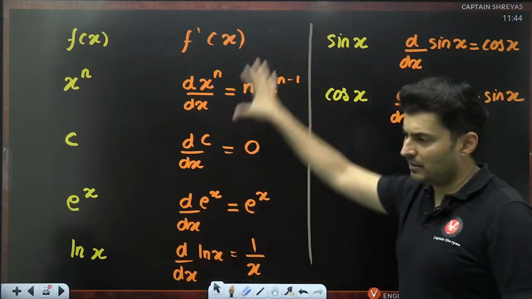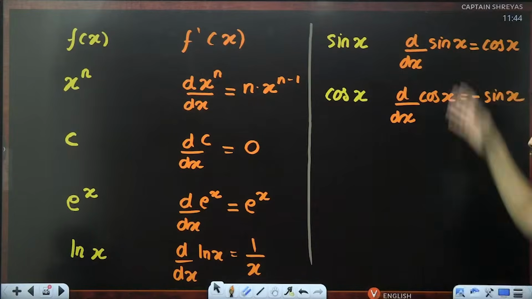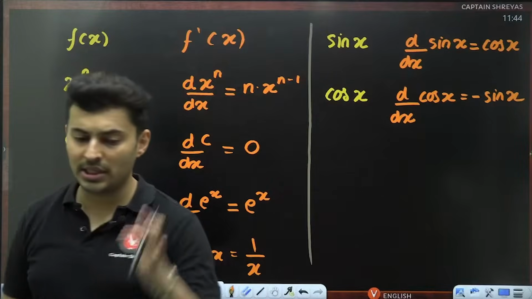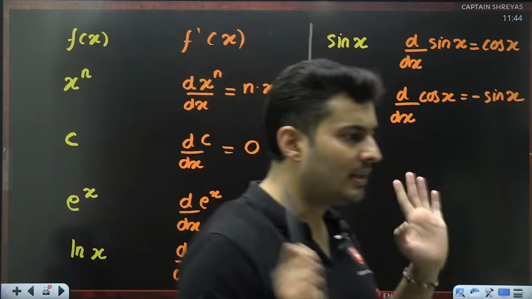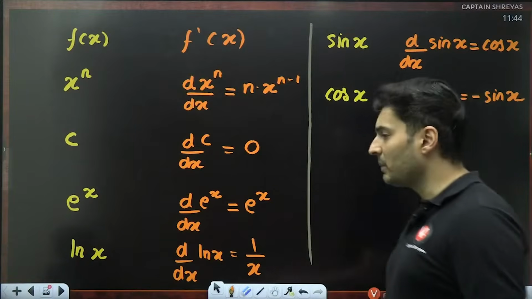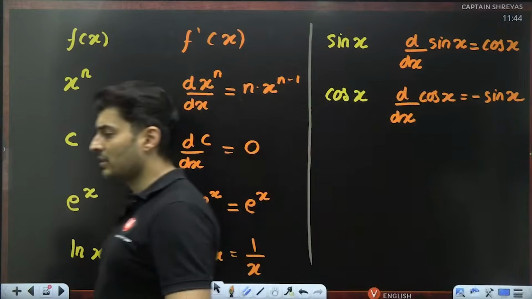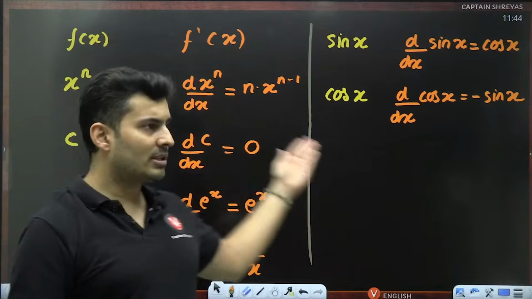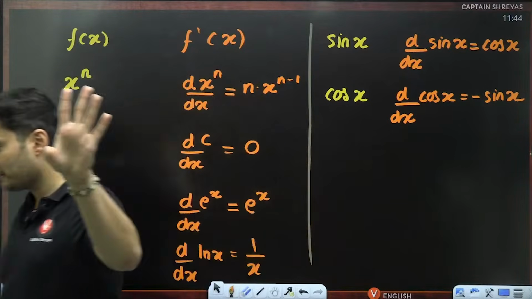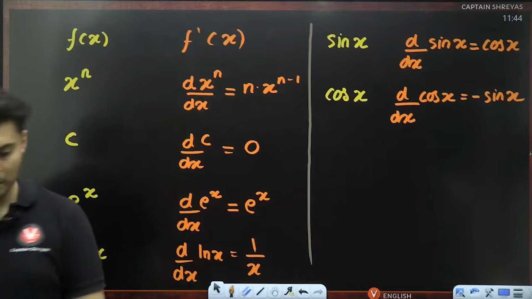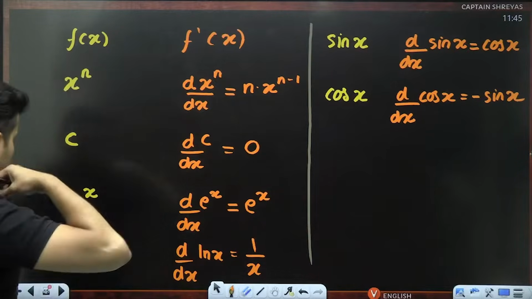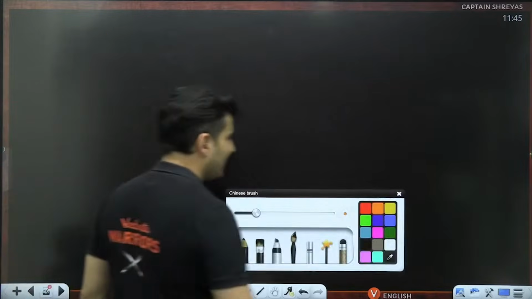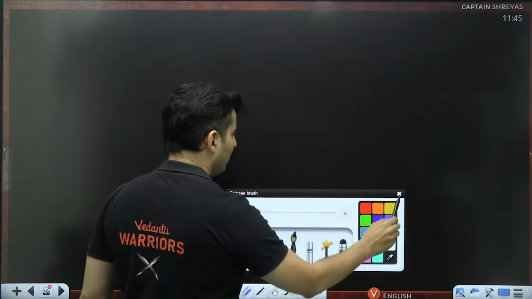Only the orange part. Even if you don't write the yellow part, it is okay. At least the orange part. Derivative of x raised to n, n x raised to n minus 1. Derivative of constant, 0. Derivative of e raised to x, e raised to x. Derivative of ln x, 1 by x. Derivative of sin x is cos x. Derivative of cos x, minus sin x. Just write this down at least 1 to 2 times. Done, written. Perfect. Now that it is in front of you, because I won't be going back to this slide, let's see what the problems will look like.